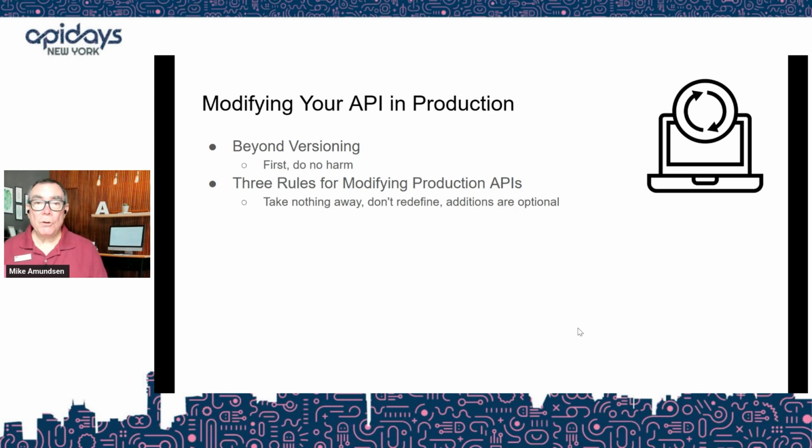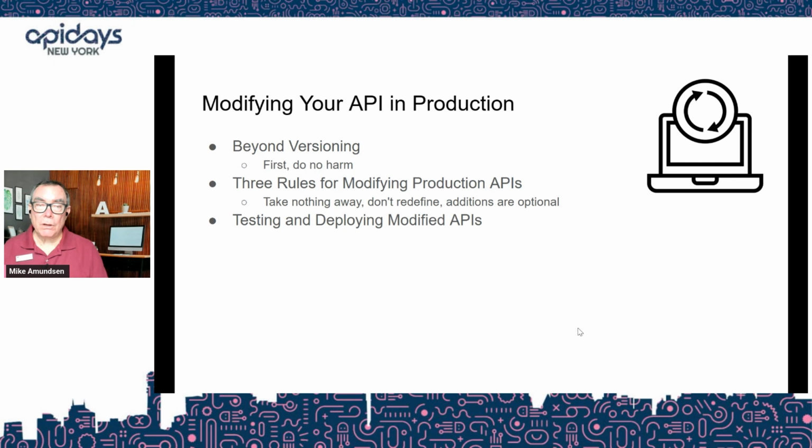And finally, everything you add is going to be optional. If you've got new return values, they're optional. If you need new input values, they're optional. If you have a new step in the process, in the path to completion, that has to be optional. So don't take anything away, don't redefine anything that's already there, and make all additions optional.